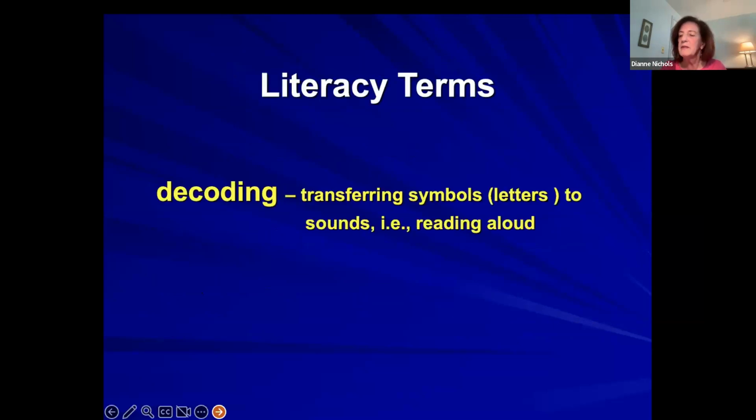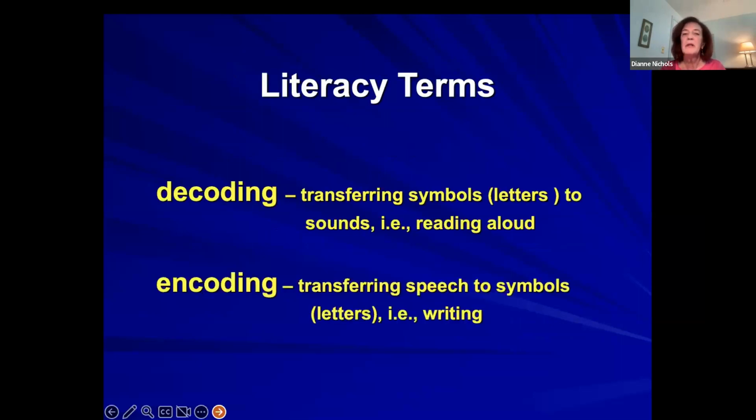True literacy is the ability to accurately decode or read aloud, plus the ability to accurately encode or write using correct spelling, grammar, and conventions. Due to the reciprocal nature of these processes, instruction should always include both skills.